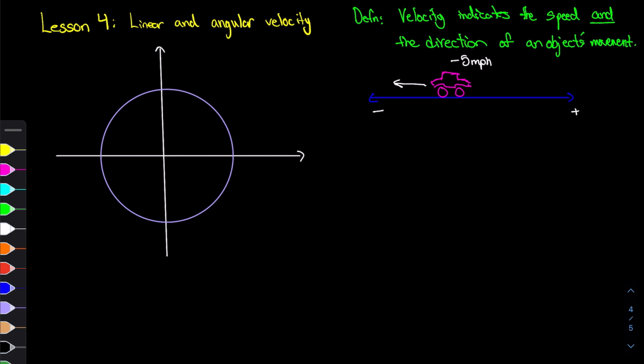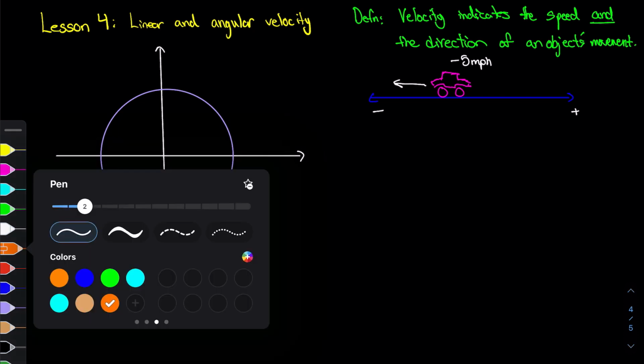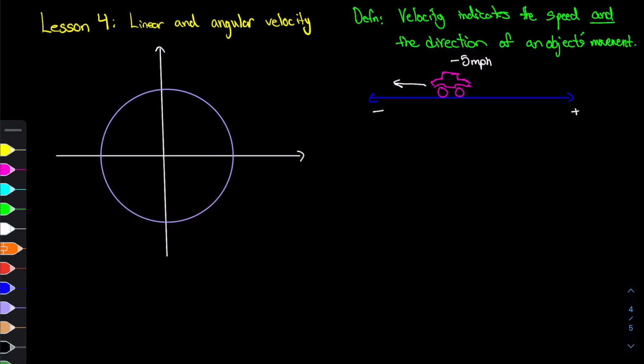Now, when we talk about this thing called angular velocity, definition: angular velocity. If linear velocity describes the speed at which your position changes in a straight line with respect to time, hence linear velocity, angular velocity is the speed at which what is changing? Well, it's the speed at which your angle is changing.